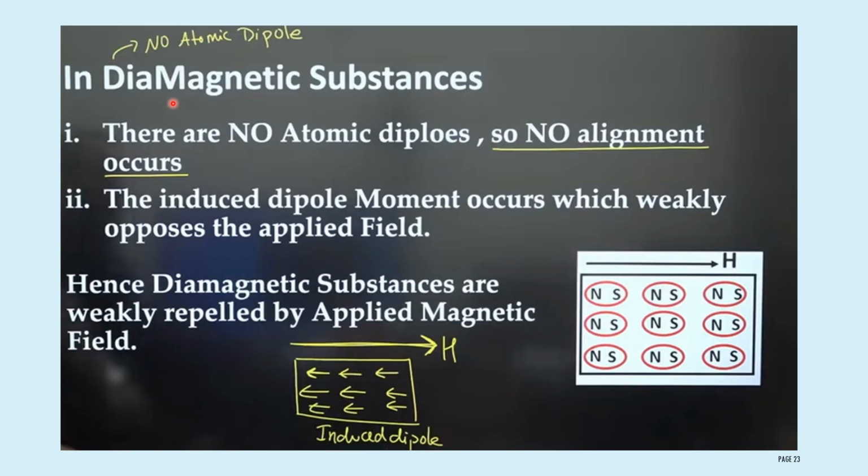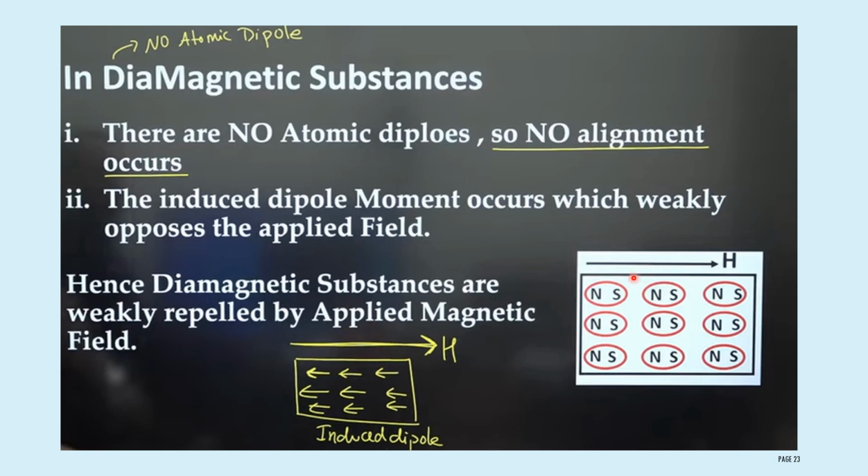Let us discuss here, when you apply an external magnetic field, which effects you can observe in the case of a diamagnetic substance. First one, there are no atomic dipoles, so no alignment occurs. In the case of a diamagnetic substance, no atomic dipoles, therefore no alignment occurs. Second one, the induced dipole moment occurs which weakly opposes the applied field.